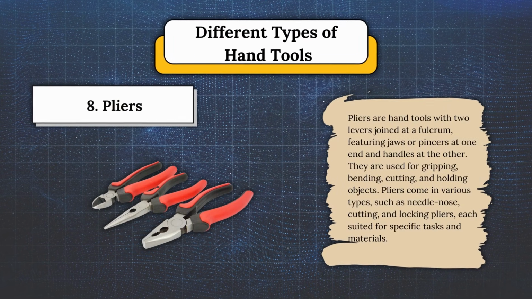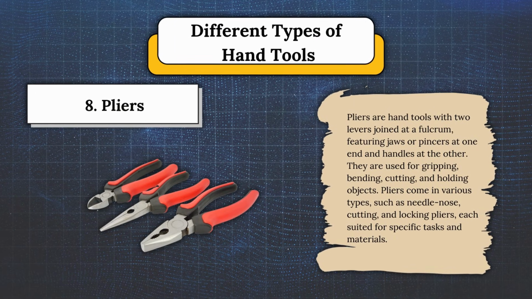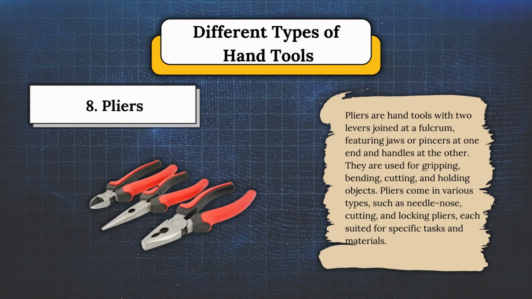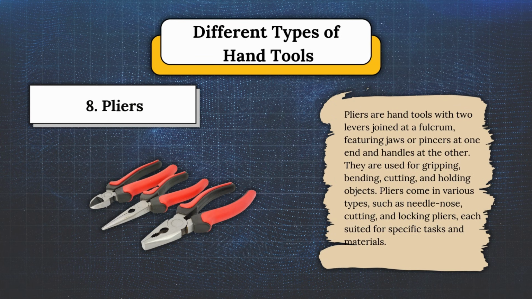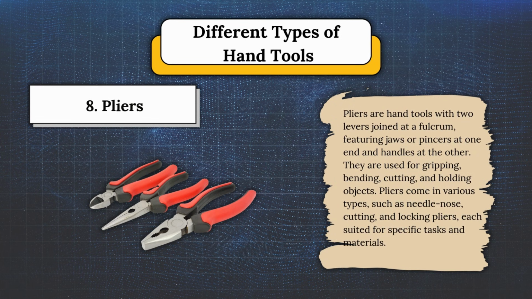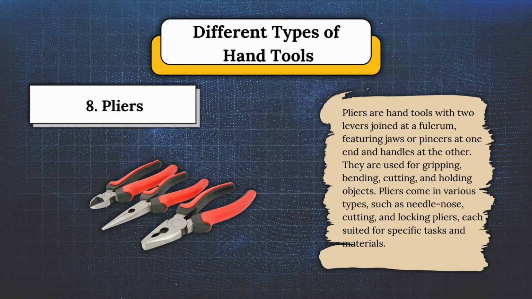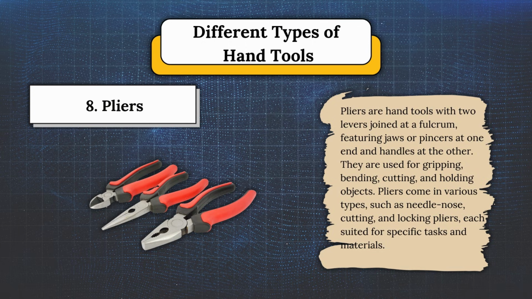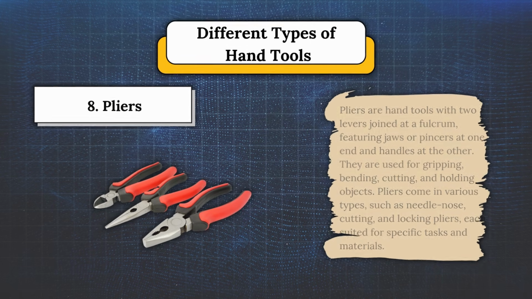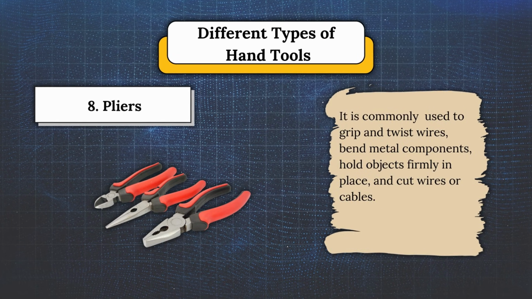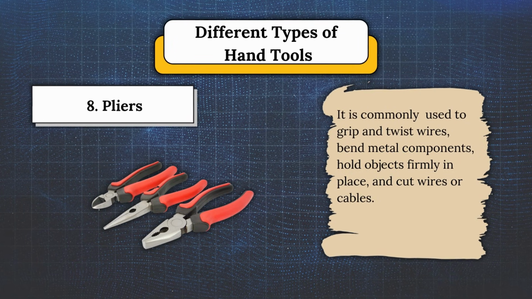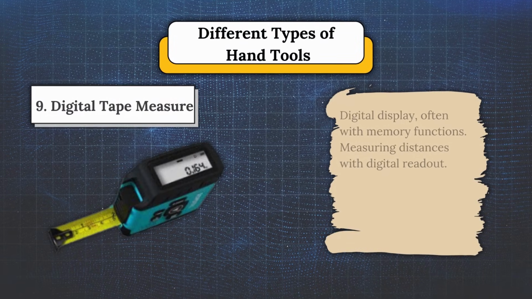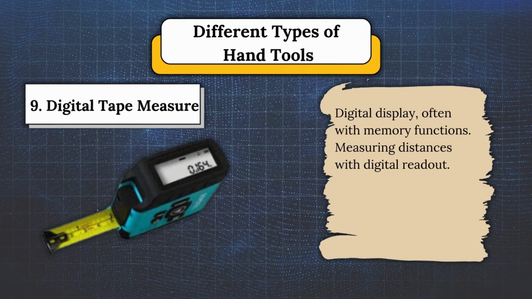Number 8, pliers. They are hand tools with two levers joined at a fulcrum, featuring jaws or pincers at one end and handles at the other. They are used for gripping, bending, cutting, and holding objects. Pliers come in various types, such as needle nose, cutting, and locking pliers, each suited for specific tasks and materials. It is commonly used to grip and twist wires, bend metal components, hold objects firmly in place, and cut wires or cables. Number 9, digital tape measure.